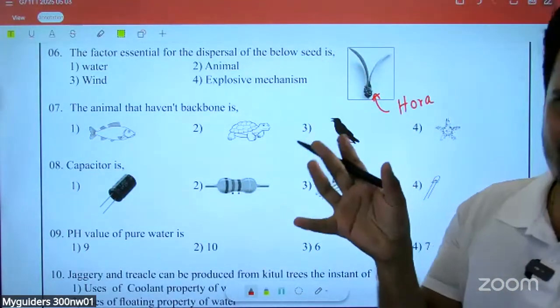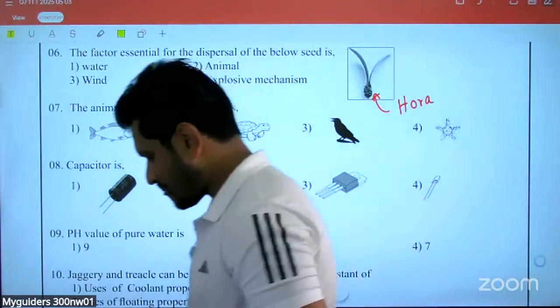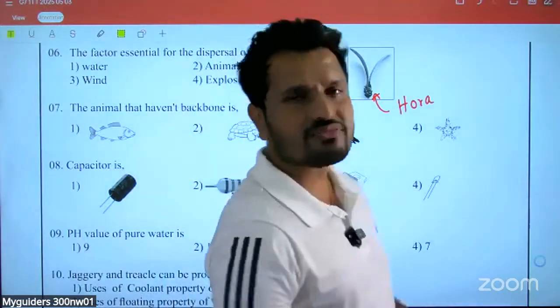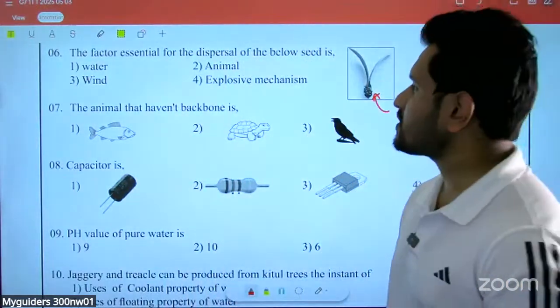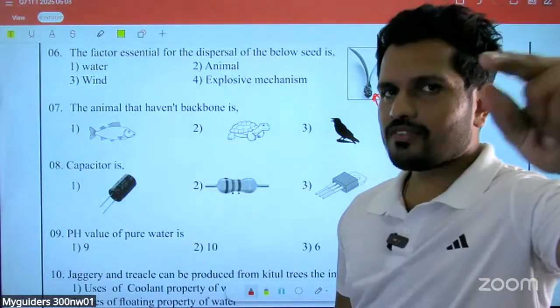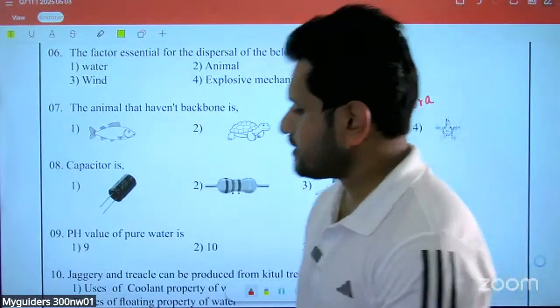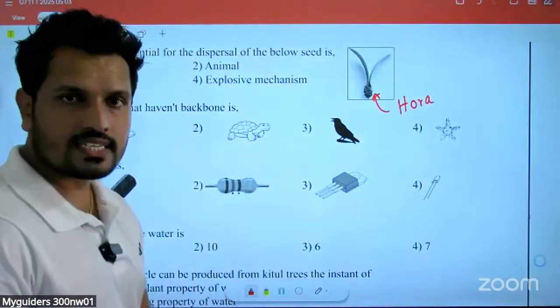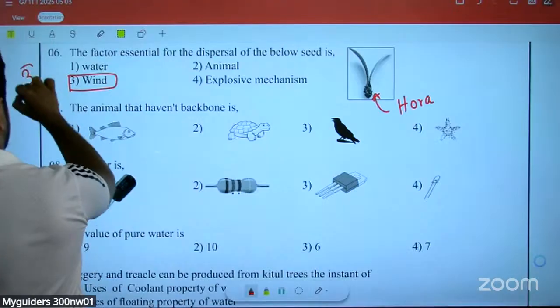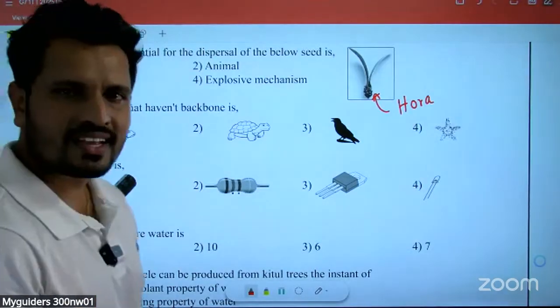Normally feathers help to travel through the wind, right? So therefore, this feather-like structure supports in order to disperse the seed with the support of wind. With the support of wind. Okay?